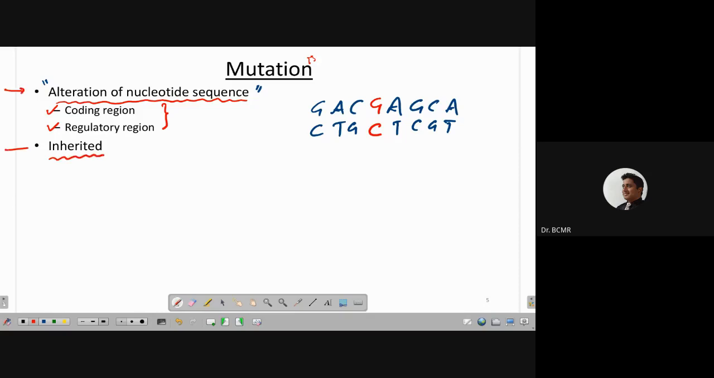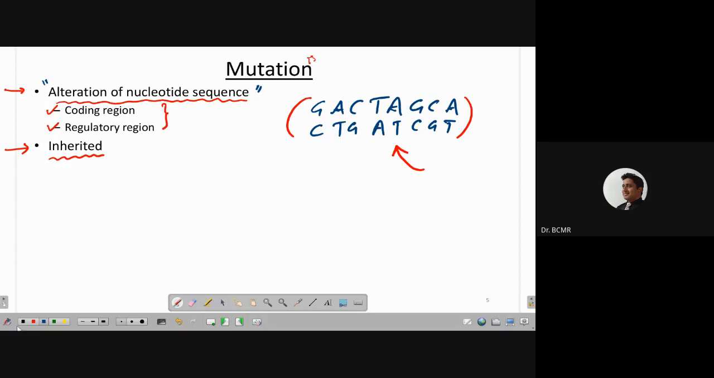Say for example, this is the DNA, and if there is a change that has happened in the nucleotide sequence, but the repair mechanisms have reverted it back to the original way, that is, the repair mechanisms have come by, and then they have changed it to what it was to be, that is T and A, then it is no longer a mutation.